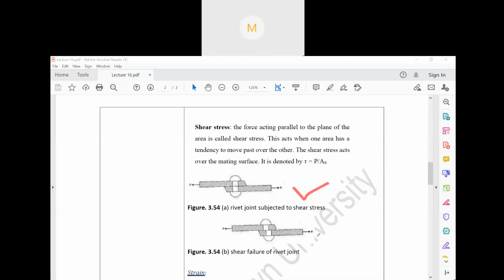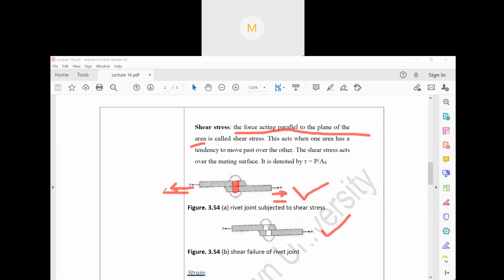Look at this figure and this figure, right? Now what will happen? You are applying force from this side, right? That means you are pulling this. If this is a bolt that is connecting the two plates, right? So now what will happen? In case of shear stress, the force is acting parallel to the plane of the area. That means this is one and this is the other. These two are parallel forces, right?